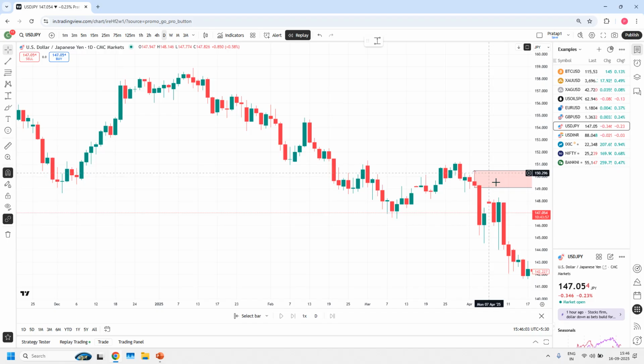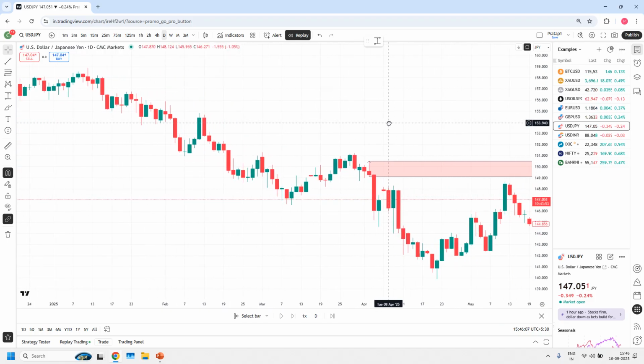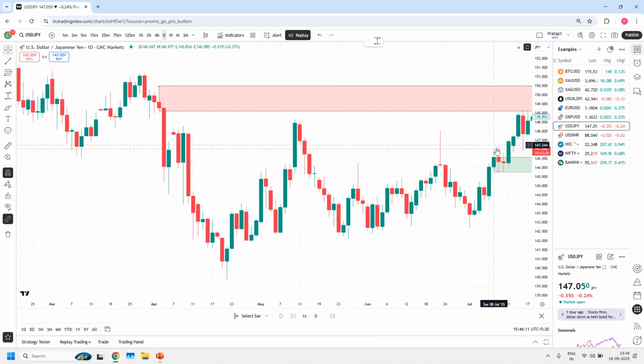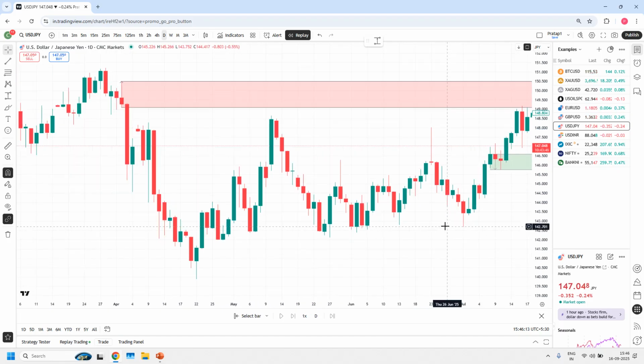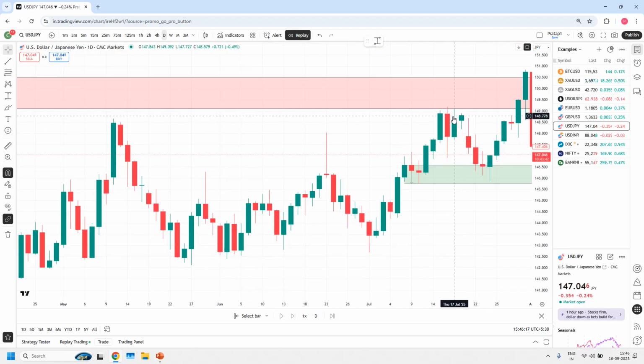But this supply zone got this zone achievement. But is it a fresh zone? So far it is a fresh zone. Now prices entered into the zone and it gave you a test here. After that what happened? See, prices gave a trade and it entered into the demand zone. It gave a good profit.